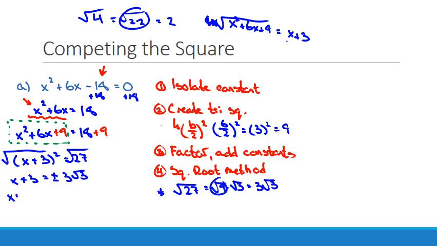This means we're going to solve for both cases. So I'm going to have x plus 3 equals negative 3 root 3. And then I'm going to have x plus 3 equals positive 3 root 3. Okay, so you have to solve for both the negative 3 root 3 and the positive. And then now I'll just subtract 3.